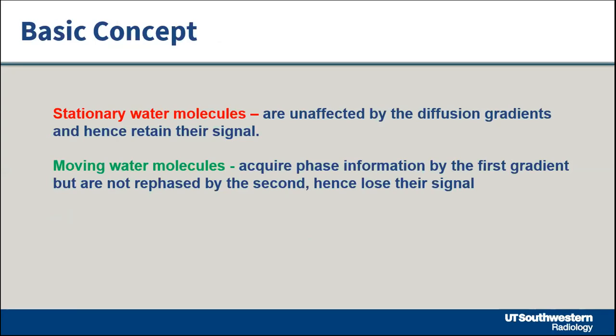So we have stationary water molecules, which are unaffected by the bipolar gradients, which are opposite to each other, and hence they retain their signal, while moving water molecules are not rephased by the second gradient, and hence they lose their signal. If you imagine brain imaging, anything which is normal brain will appear dark on DWI. Anything where water is restricted, like a brain infarct, will show up as white.